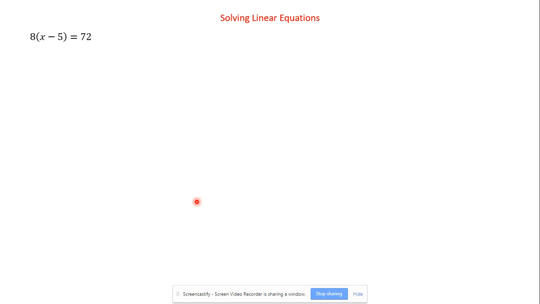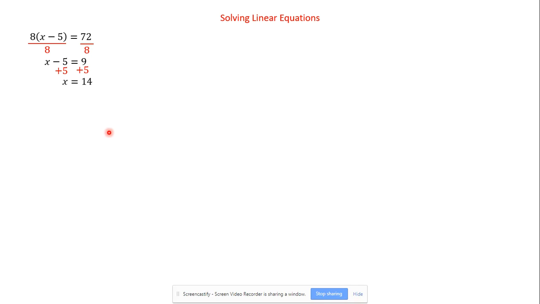And so, for example, we have 8 times (x minus 5) equals 72. We can divide both sides by 8 because that's the outside layer. And when we do that, that just cancels out the 8 here, and we get x minus 5 equals 72 divided by 8, which is 9. And then add 5 to both sides. We get x equals 14.